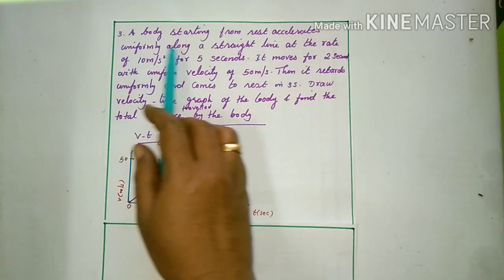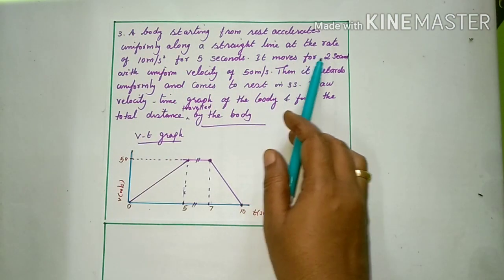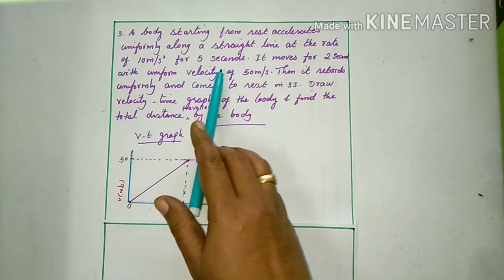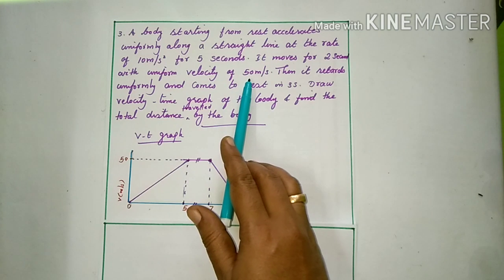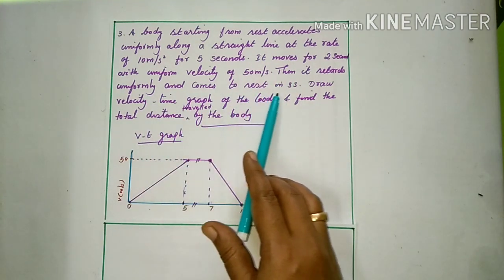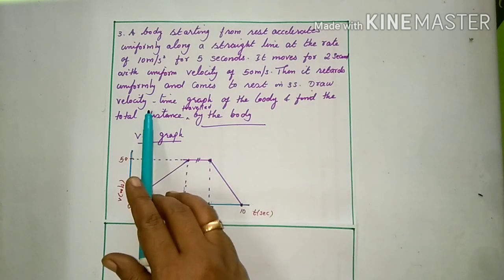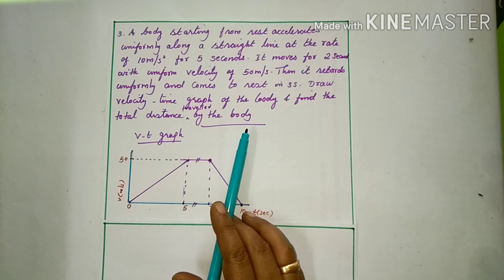Question number 3. A body starting from rest accelerates uniformly along a straight line at the rate of 10 meter per second square for 5 seconds. It moves for 2 seconds with uniform velocity of 50 meter per second. Then it retards uniformly and comes to rest in 3 seconds. Draw the velocity time graph of the body and find the total distance travelled by the body.